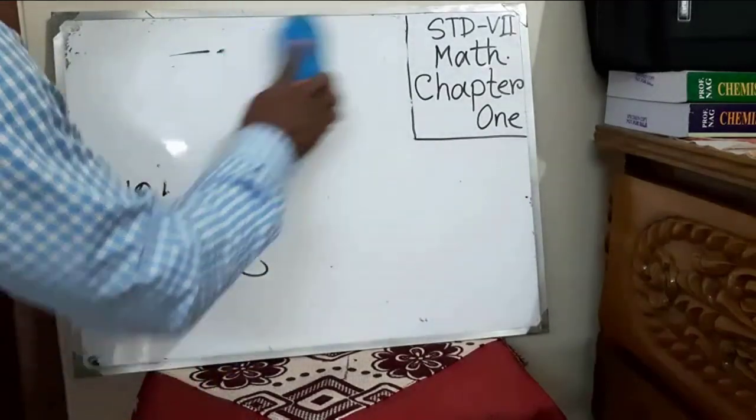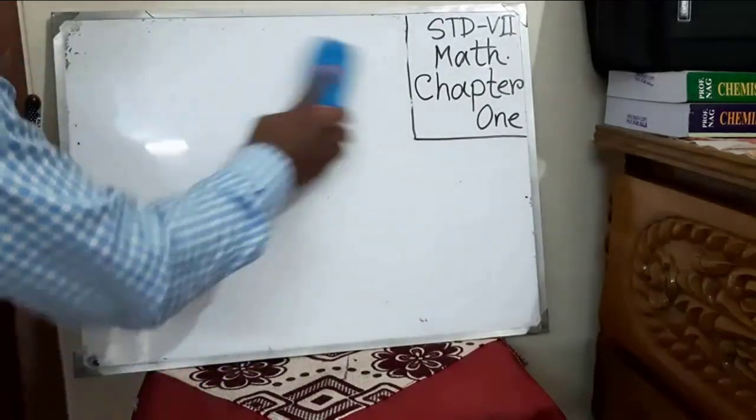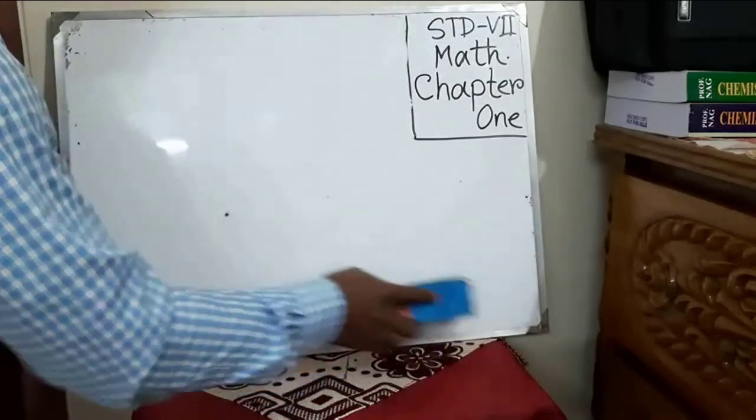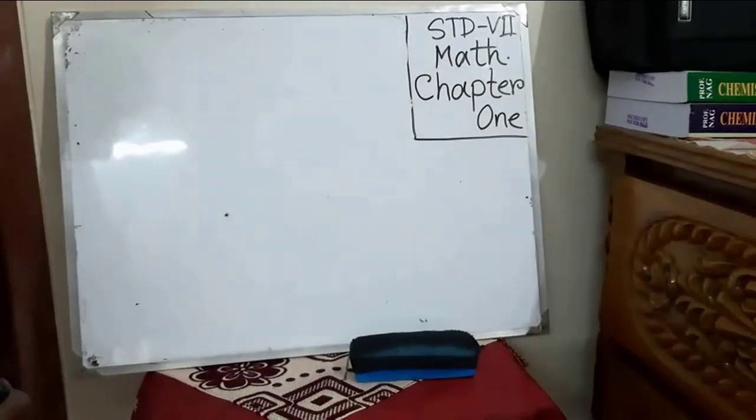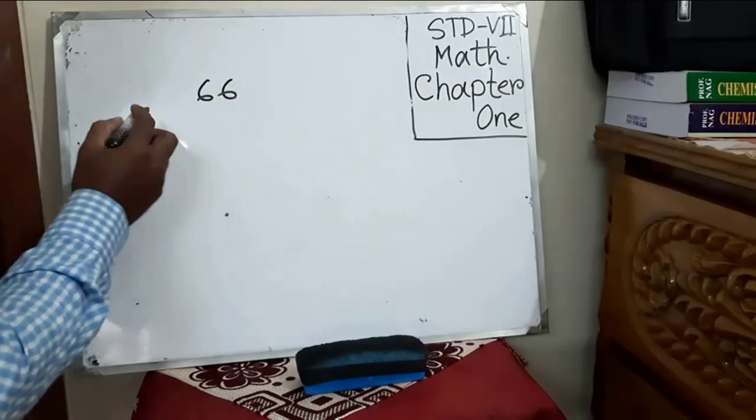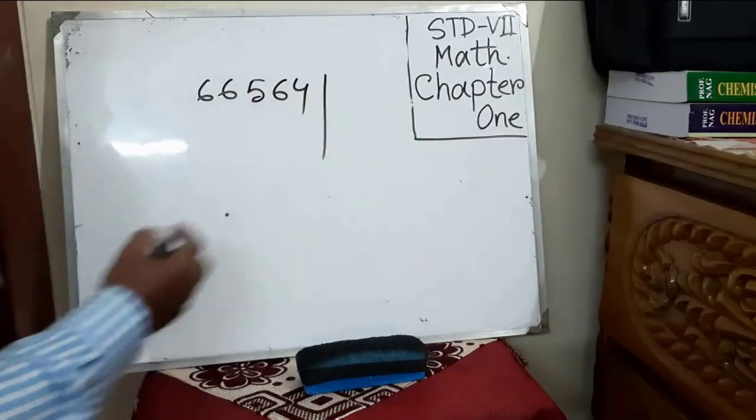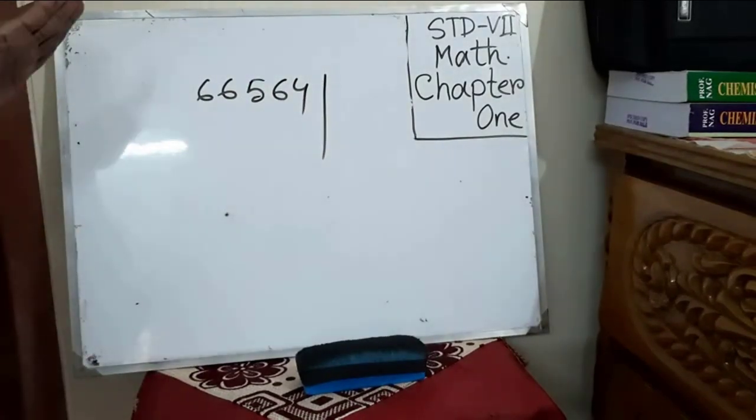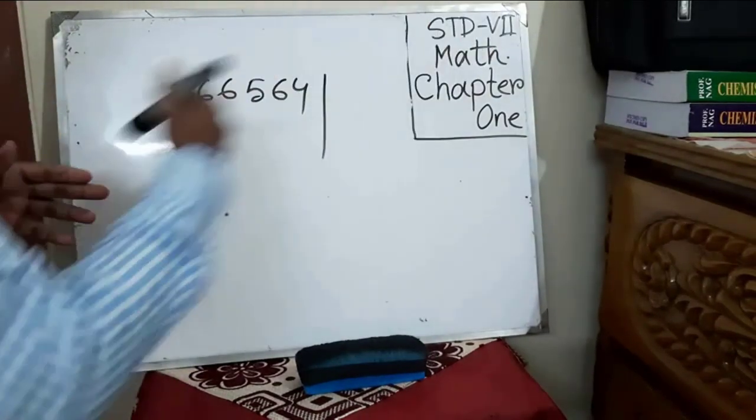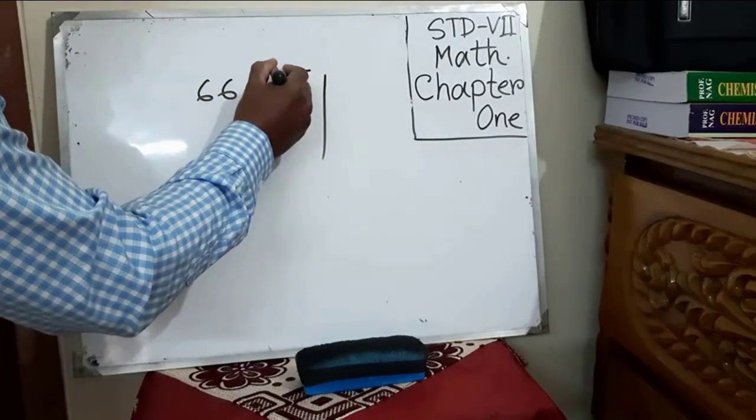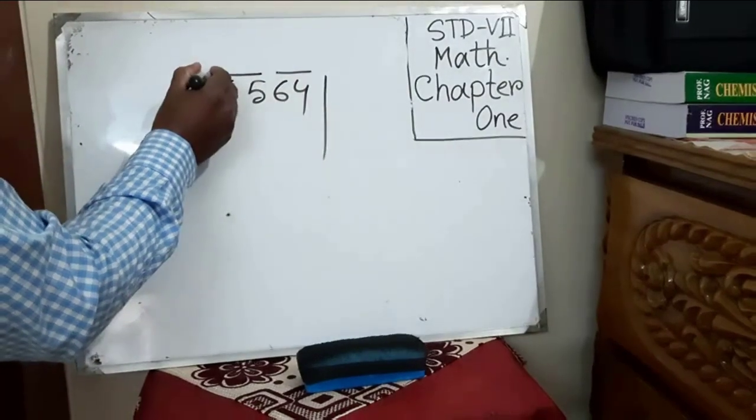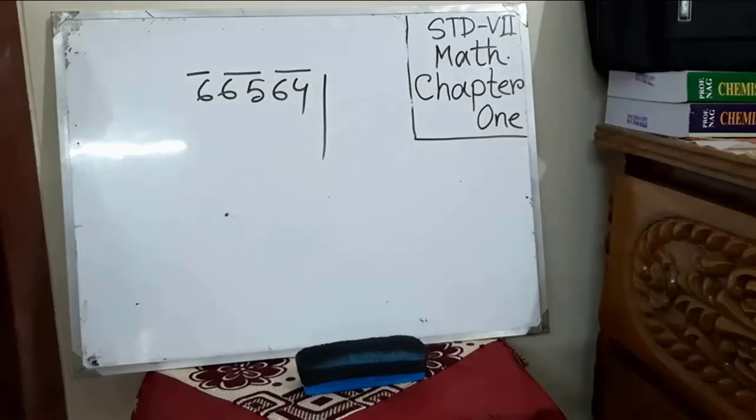Then the procedure, you will understand better. Suppose a number of 5 digits, 66,564. You can consider this. So you will make pairs from where? From the right side: 1 pair, 2 pair, and 1 digit is left. It is unpaired. No problem.